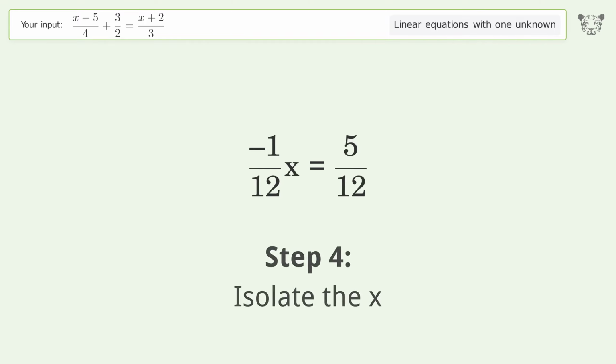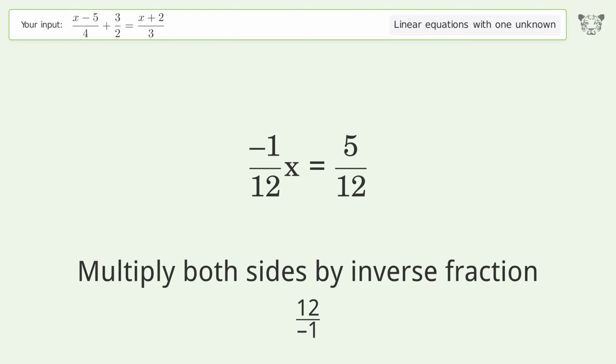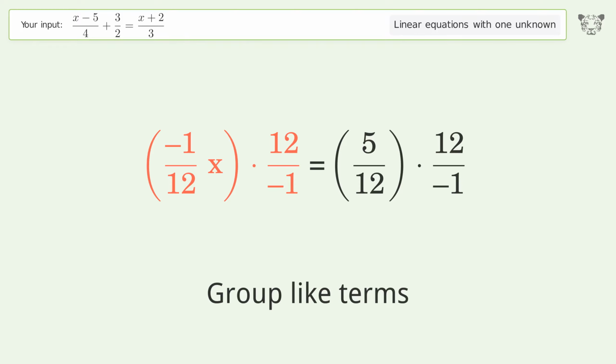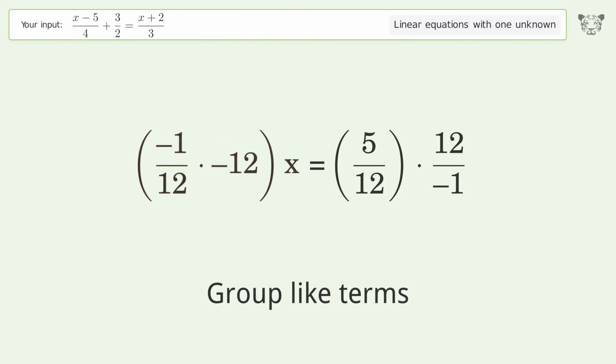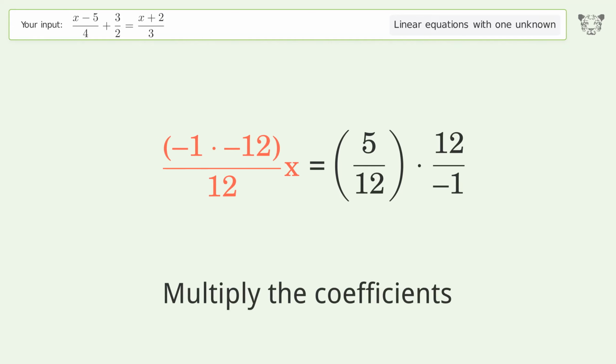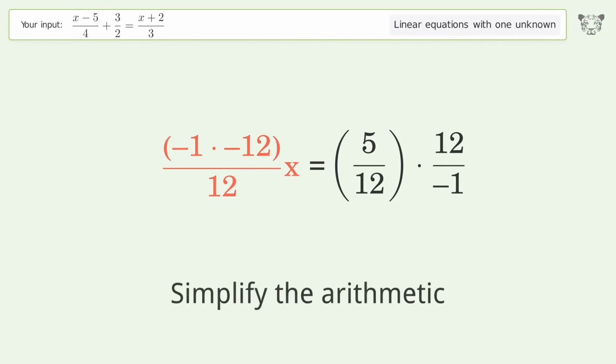Isolate the x. Multiply both sides by the inverse fraction 12/(-1). Group like terms. Multiply the coefficients. Simplify the arithmetic.